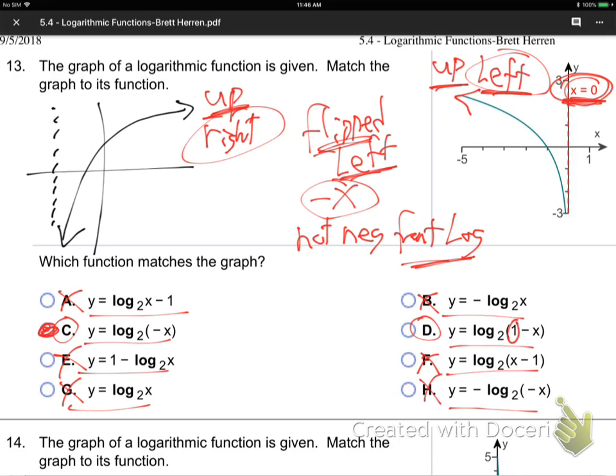See, D has a 1 in the parentheses. See what D is saying? Here, let me try to write it a little better. It's saying log base 2 of minus x plus 1, isn't it? And that would mean it would have a vertical at -1, wouldn't it? That's not right. We have a vertical at 0. Everybody good? We've got it.